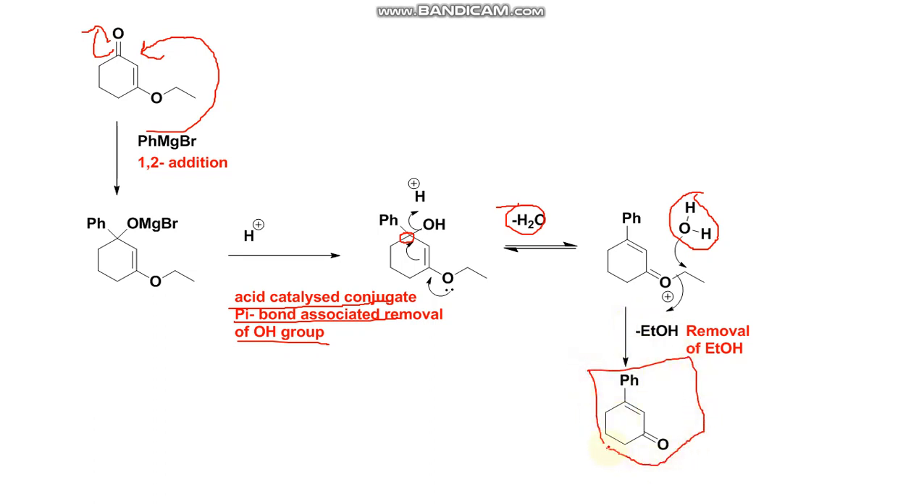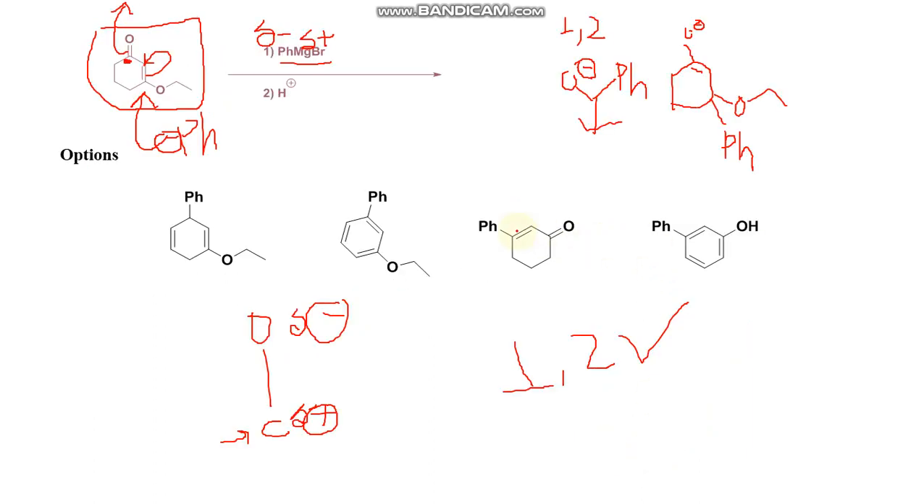The main principle, the take-home message you have to know for this reaction, is that the answer is this, but you have to remember that this is Ph minus, a hard nucleophile, so the reaction will go through 1,2 addition.